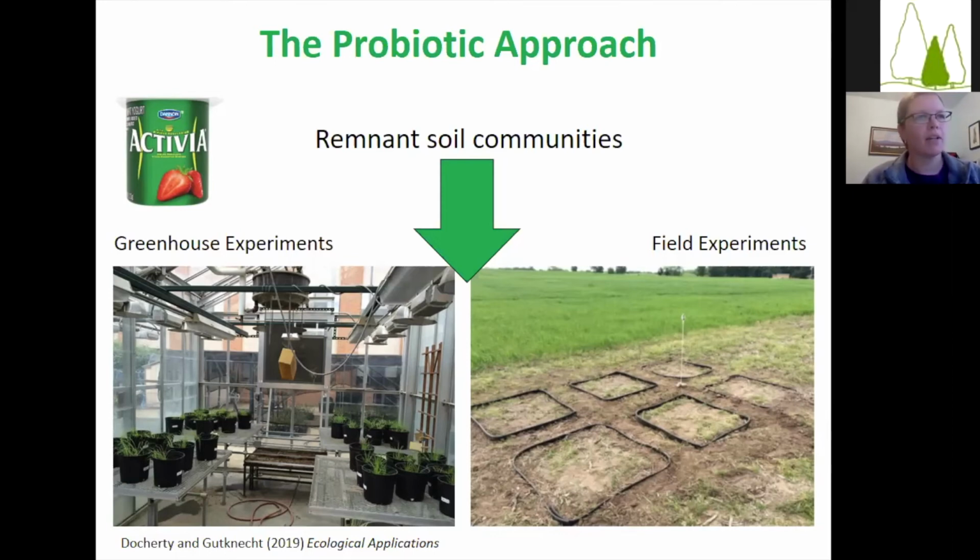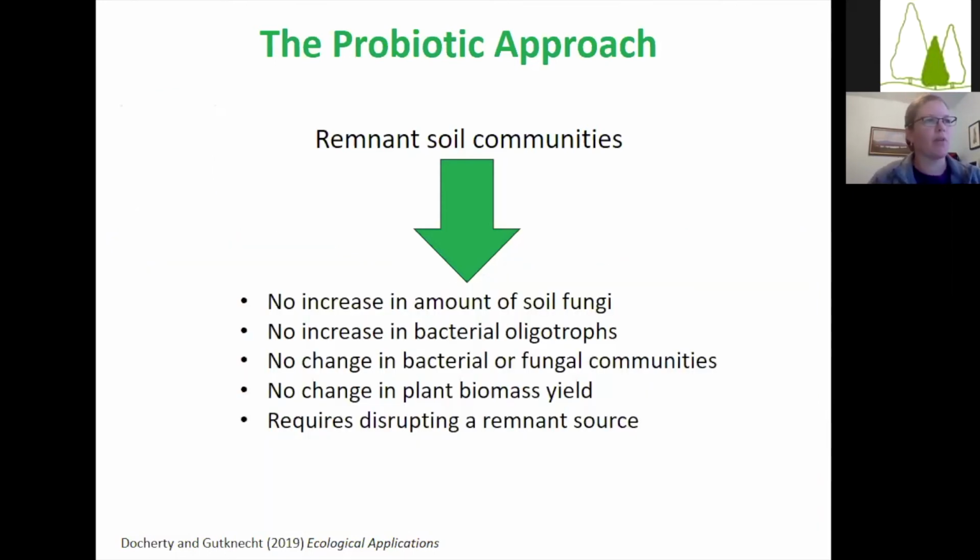And I'm not going to go into the details, because what we found is that there was no increase in the total amount of fungi, which is what we hoped to see. There was no increase in the bacterial oligotrophs, and Acidobacteria didn't increase. There weren't any changes in the bacterial or fungal communities. There wasn't any change in plant biomass yield in the greenhouse experiments.